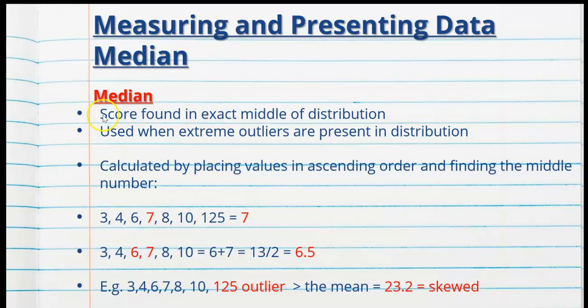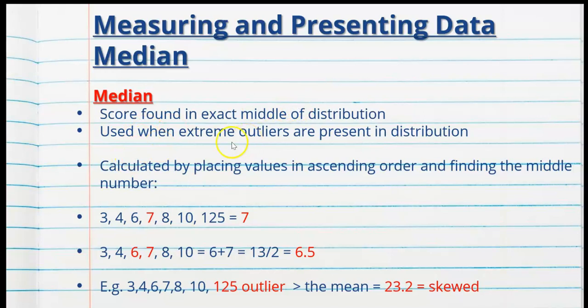The median is the score found in the exact middle of a distribution. This is used when extreme outliers are present in a distribution. An outlier is an extreme number that differs very much from the rest of the data set. An outlier can be an extremely high number or an extremely low number, but it's an extreme number that doesn't really match or suit the rest of the data set, and it will skew the mean. So we always calculate the median to eliminate these outliers in our data.